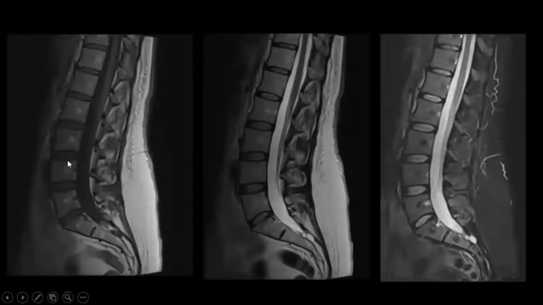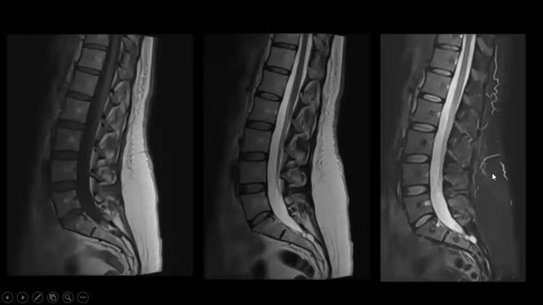The MRI of the lumbar spine would have sagittal T1 and T2 weighted images. Additionally, there will be a third STIR image. On the T1 weighted image, the CSF in the spinal canal is hypo-intense or dark. On the T2 weighted images, this is bright.